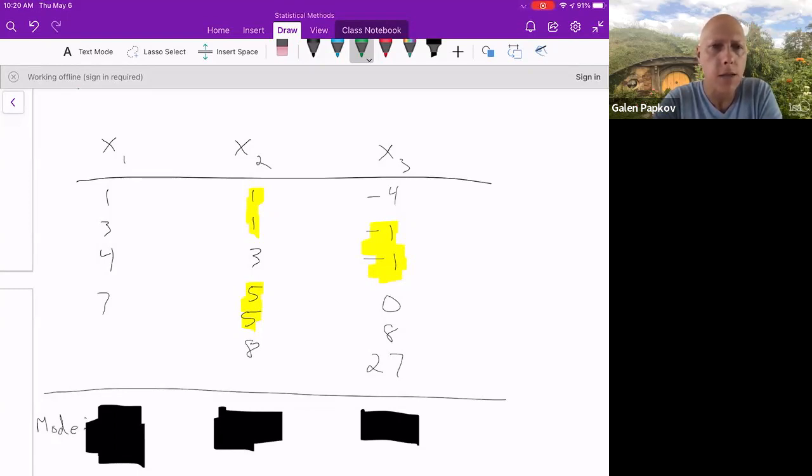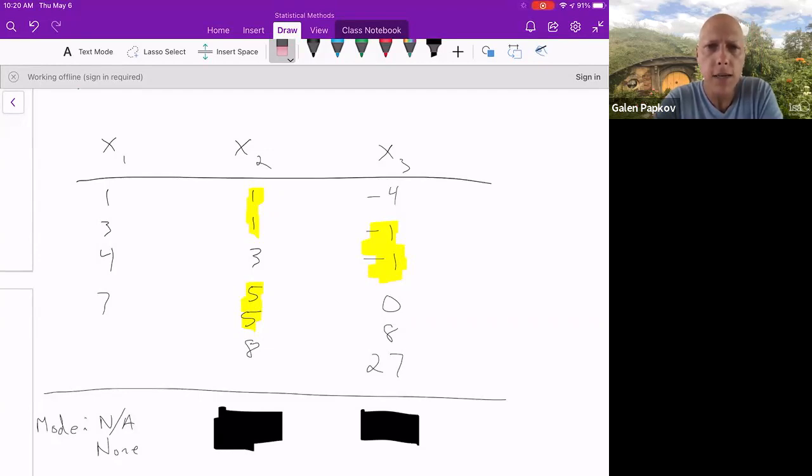And so we want to get the mode. Remember, mode is the most frequent observation. And you'll see that in the x1 column, each value only occurred the same number of times. So there's nothing that's most frequent. So the mode for this first data set is that there isn't any, it doesn't exist.